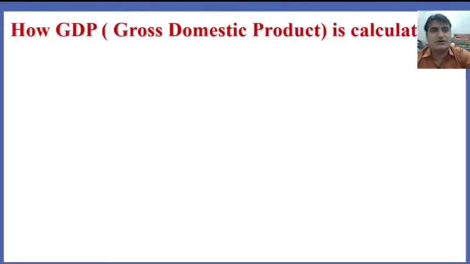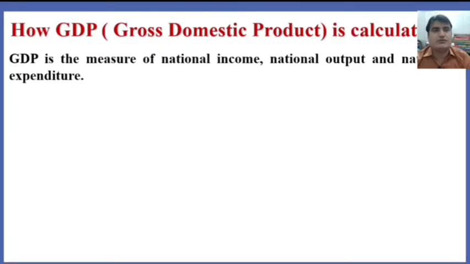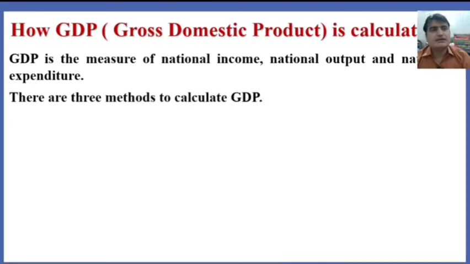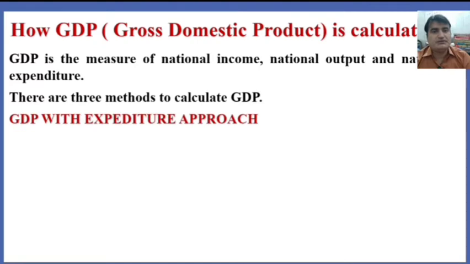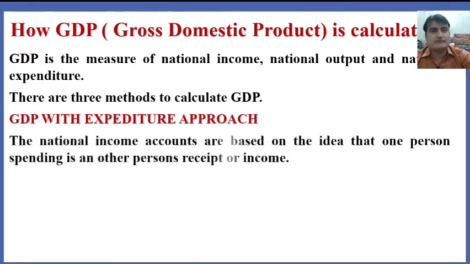So we are going to start with how GDP is calculated. GDP is the money value of all finished goods and services produced in a country during a period of 1 year. So GDP is the measure of national income, national output and national expenditure. There are three methods to calculate the GDP. Number one is GDP with the expenditure method.